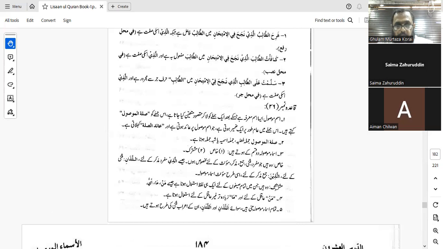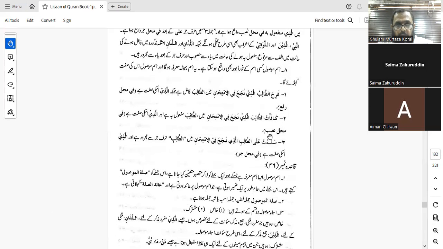Just the last one. You said the noun coming before ism mawsul becomes man'ut? Yes, it is man'ut, mawsuf. And ism mawsul with its sila becomes sifat for that. For example, فرح الطالب: الطالب is موصوف. الذي نجح في الامتحان: الذي is اسم الموصول, نجح في الامتحان is صلة الموصول, and اسم الموصول with صلة الموصول becomes النعت, meaning صفت for الطالب. الطالب, the موصوف, with its صفت becomes فاعل for فرح, and that is جملة فعلية. Is that clear?